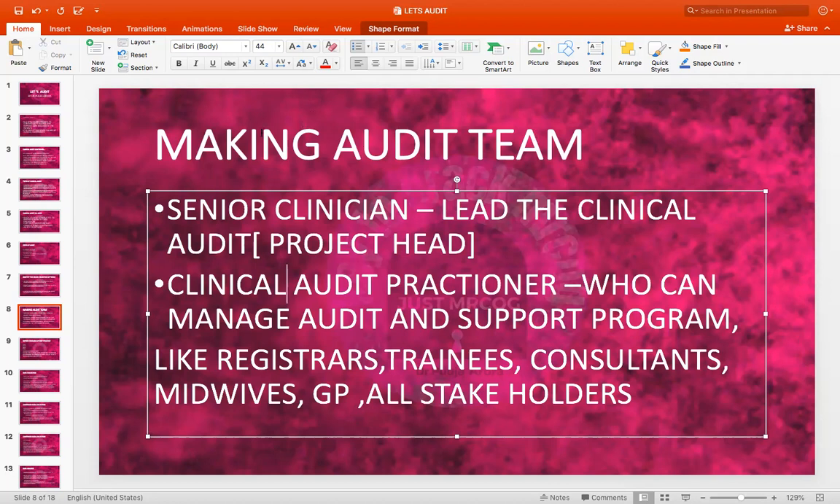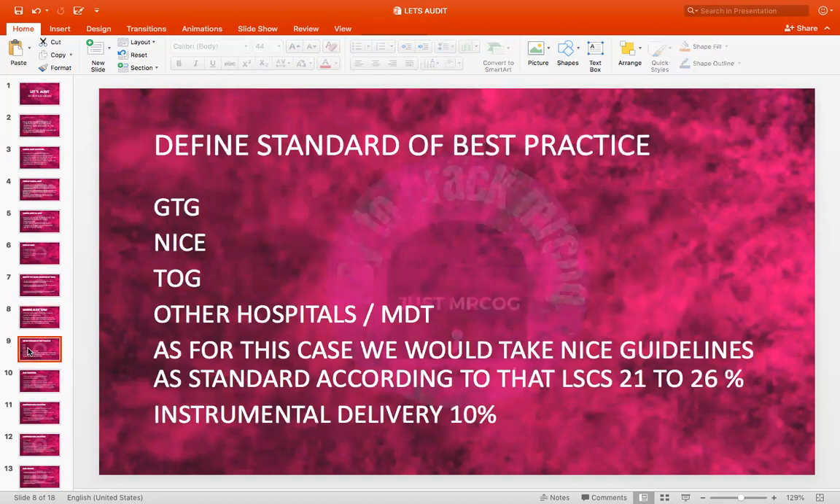So the first step is identifying the issue. The second step is making the audit team. Third is defining the standard of best practice. So what are the defined standards of best practice? It is GTG, it is NICE, it is TOG. We can take even other hospitals' protocols as well, or whatever the MDT has decided for a particular condition. These are the defined standards which you have to take as the base to compare with whatever we are doing.